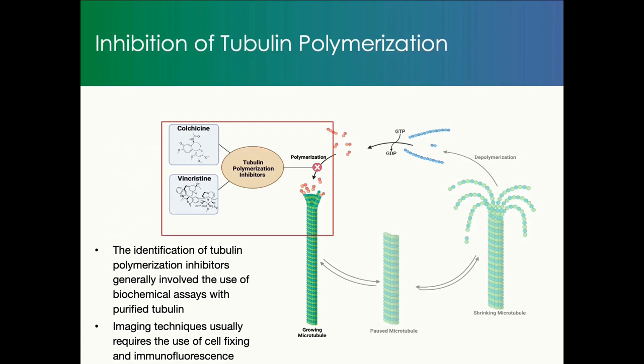Traditionally, the identification of compounds that alter microtubule polymerization or microtubule depolymerization involve the use of biochemical assays that require pure tubulin. So there are not cells in the assay, just tubulin. If you want to do imaging of cells that are being treated with these compounds, you have to do cell fixing and immunofluorescence in most cases. So we wanted to try an alternative methodology just using live cells.